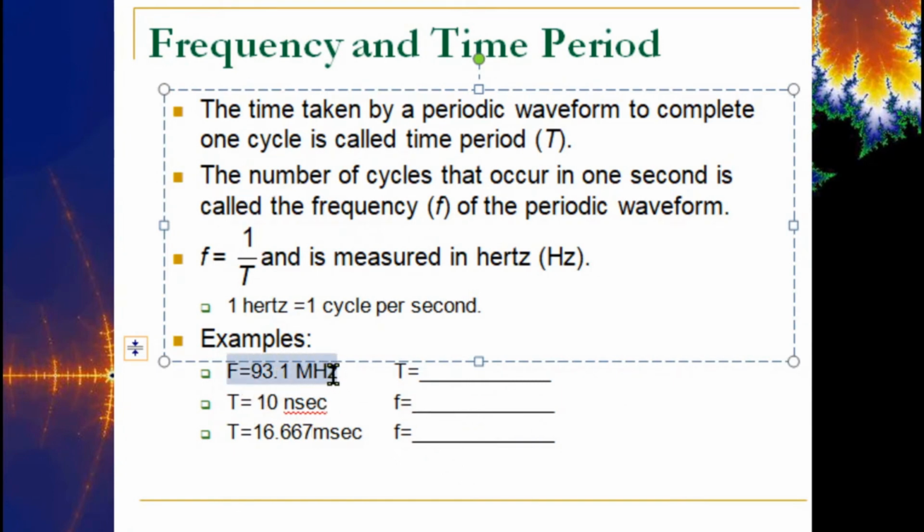Find the period for 93.1 megahertz. Find the frequency of 10 nanoseconds, and find the frequency of 16.667 milliseconds. Okay, go ahead.